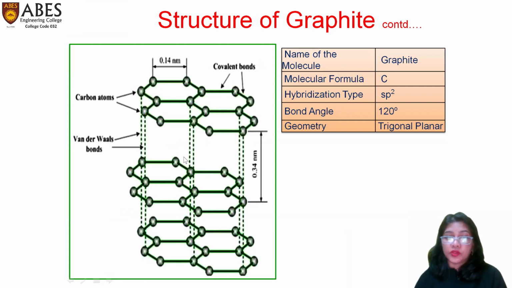This is the structure of the graphite, which has graphene sheets at a distance of, here it is given in nanometers. So the distance between two different graphene sheets is 0.34 nanometer, or it can also be said as 3.41 angstrom, while the carbon-carbon bond length shown here is 0.14 nanometer, or it can also be called 1.41 angstrom. Each carbon atom has three covalent bonds, and the fourth electron is free, which helps in the electrical conductivity property of the graphite.